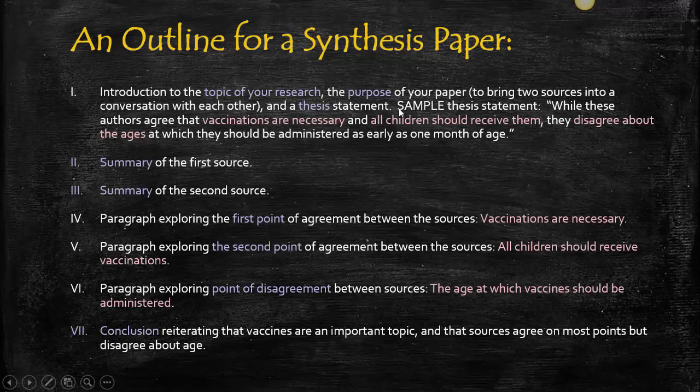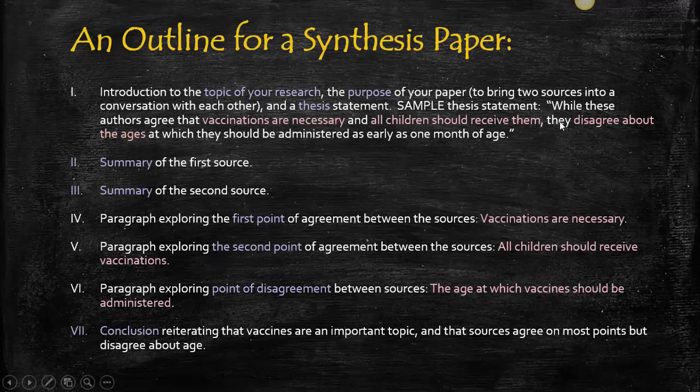Then move to your next point. From your thesis, you said that was going to be that they both agree that all children should receive vaccinations. So your next paragraph is going to explore that second point of agreement, that all children should receive vaccinations. Again, how do you know from each text that both authors are going to agree on that point? Share examples, share quotes, share paraphrases. Prove to me that both authors agree on that point as well.